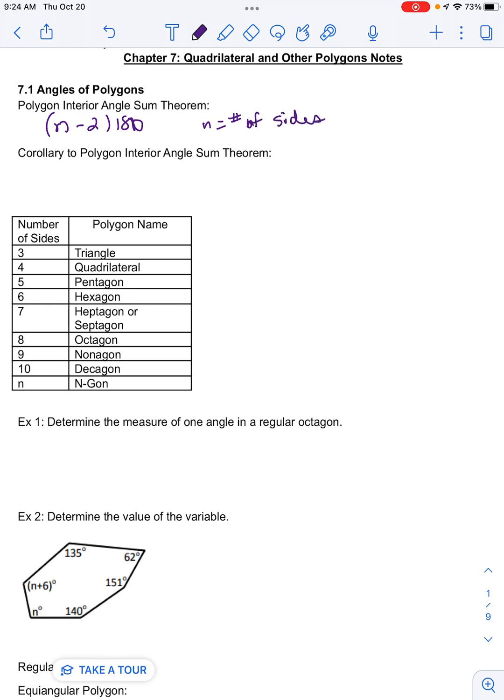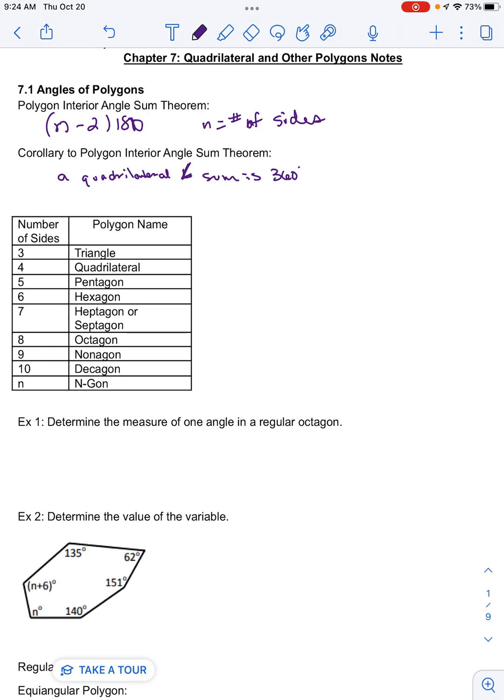So if I were to have a quadrilateral, which is a four-sided figure, I'd have 4 minus 2 times 180, which is 360. The corollary to the polygon interior angle sum theorem is that a quadrilateral angle sum is 360. As you can see there, we have different polygon names. We've talked about these before, but this is just a refresher.